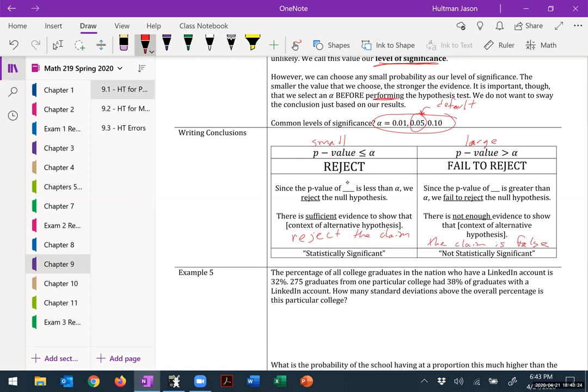There's not enough evidence to show that the claim is false, whatever that claim is. He could possibly make 85% of his free throws if we have a large p-value. If we have a small p-value, we're going to call BS on his claim and say no, your free throw shooting proportion is not what you're saying it is, and we have evidence to support that.